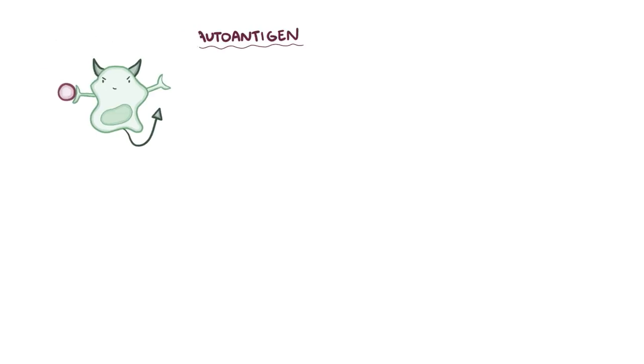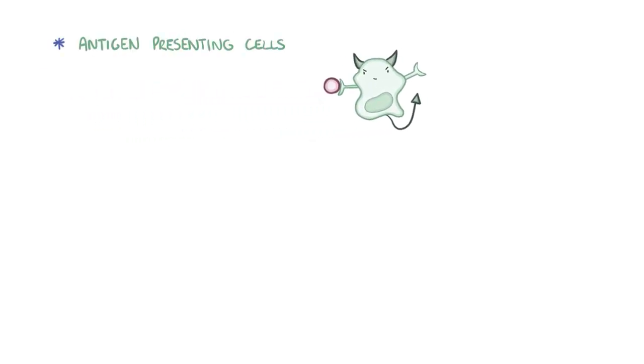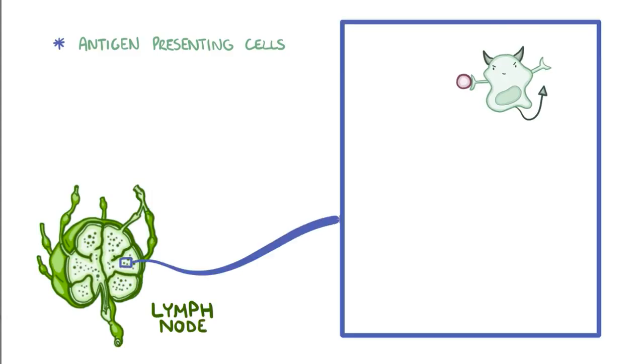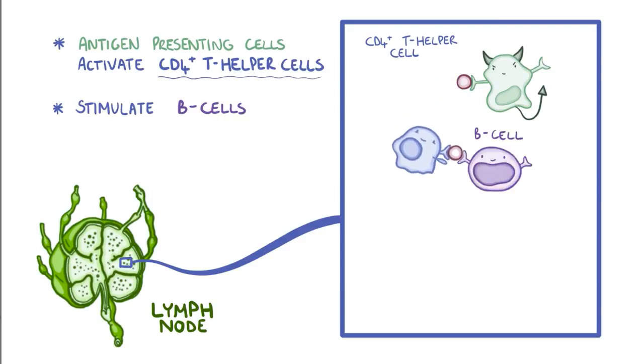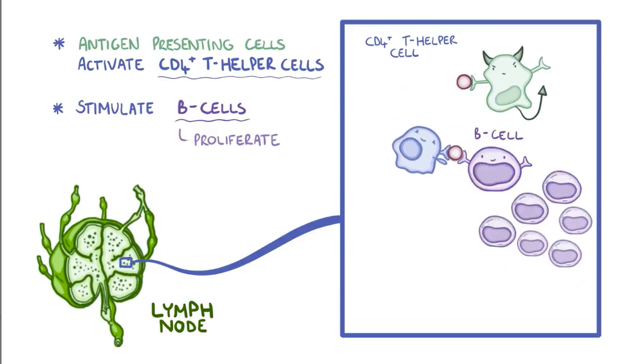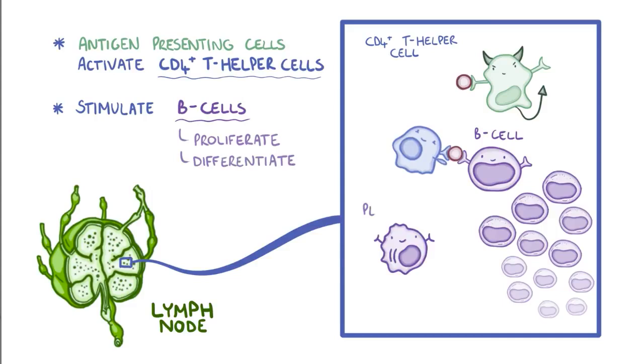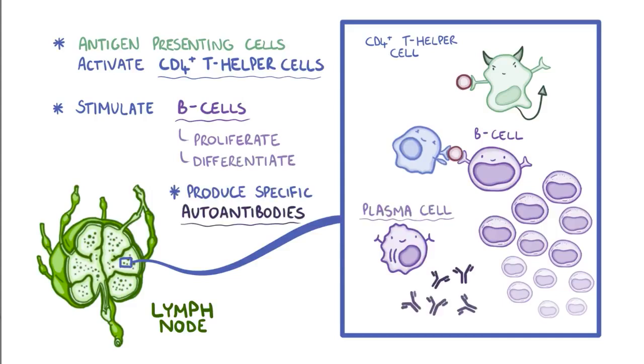So these autoantigens get picked up by antigen-presenting cells and get carried to the nearby lymph node to activate CD4 positive T helper cells. T helper cells stimulate the B cells in the lymph node to start proliferating and differentiate into plasma cells, which produce specific autoantibodies against these autoantigens.